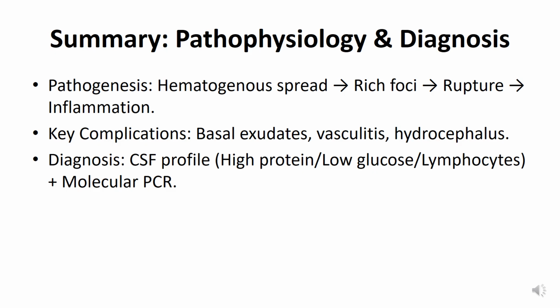One major complication is the formation of basal exudates. These are thick inflammatory deposits that accumulate at the base of the brain. Basal exudates can surround and compress important cranial nerves. This may lead to neurological deficits such as double vision, facial weakness, hearing loss, or drooping of the eyelid.